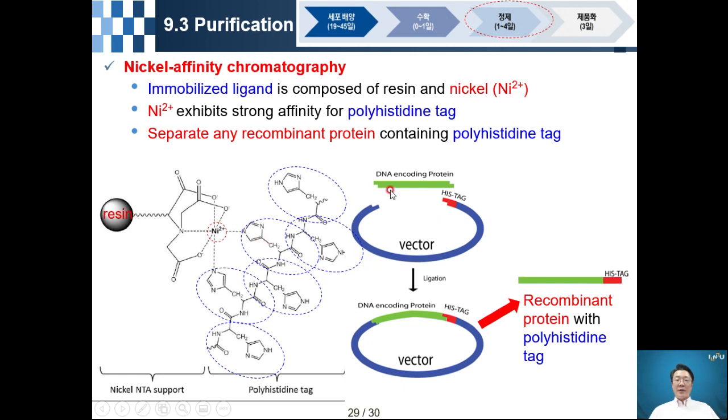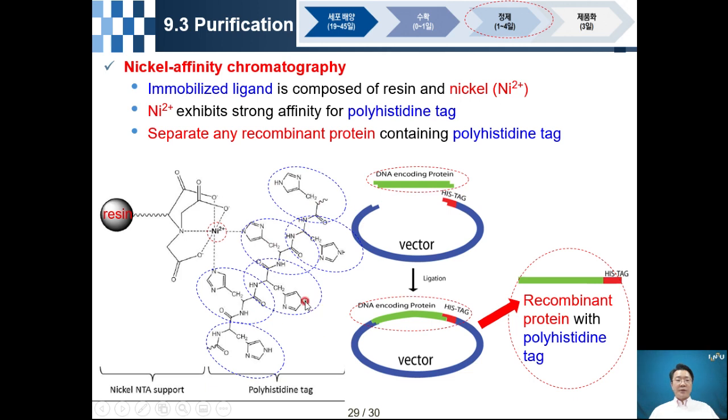Okay, so usually whenever we purify recombinant proteins, we use a vector which has the histidine tag. This is the DNA encoding the protein. We clone the DNA encoding the protein into the vector which has the histidine tag. So finally we will make the vector with the DNA encoding the protein plus the histidine tag. It means that recombinant proteins with a polyhistidine tag can be synthesized. By using nickel affinity chromatography, we can separate any recombinant proteins containing the polyhistidine tag like this.